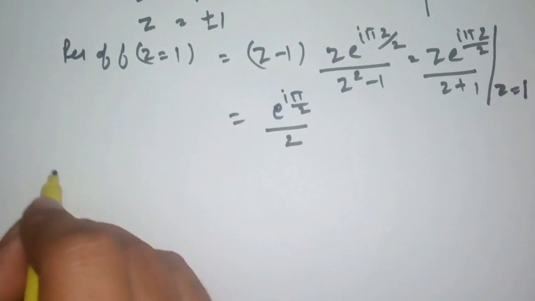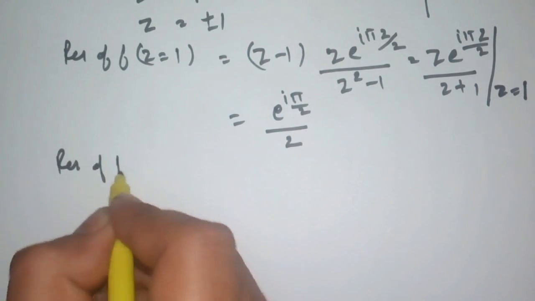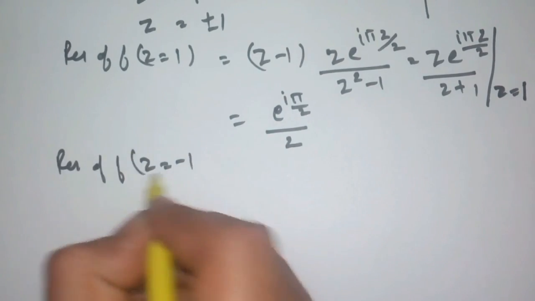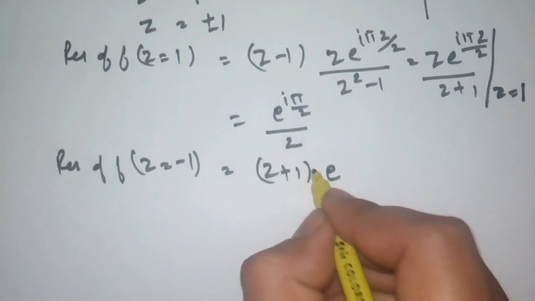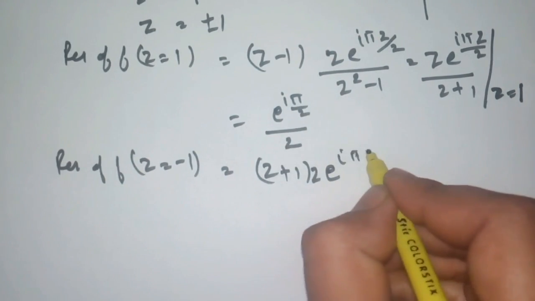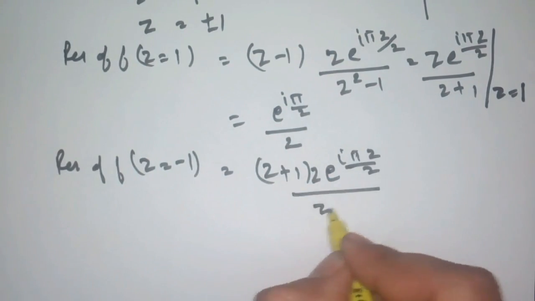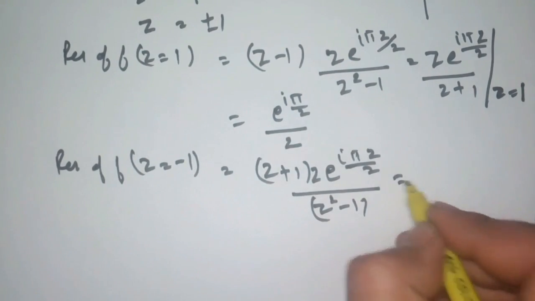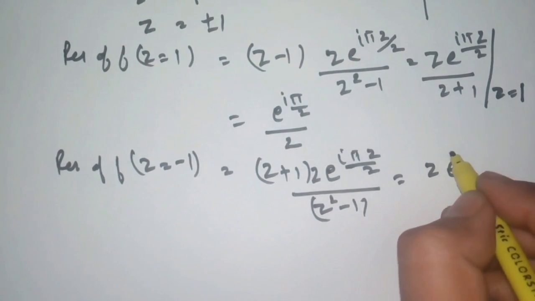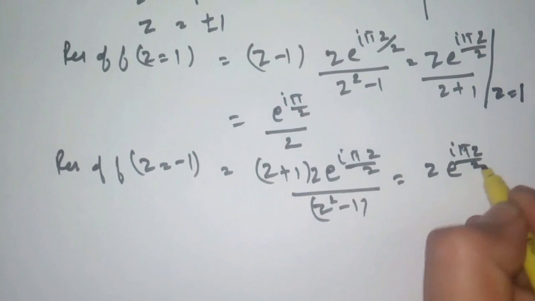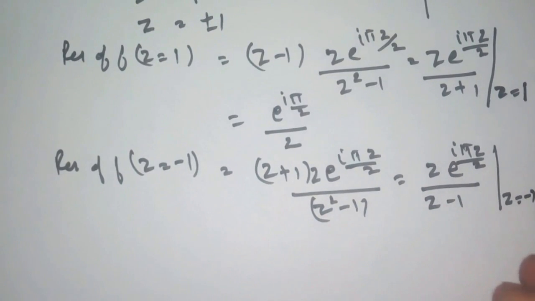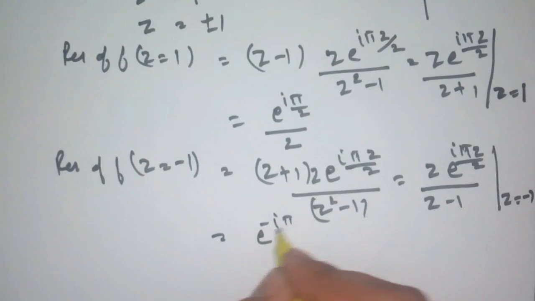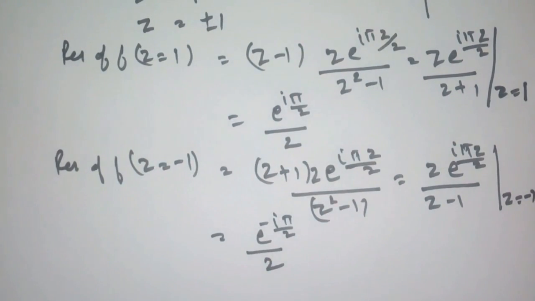The next is the residue of f at z equal to minus 1. This will equal z plus 1 times z exponential iota pi z upon 2 upon z square minus 1. This can be written as z exponential iota pi z upon 2 upon z minus 1 at z equal to minus 1. So now it becomes exponential minus iota pi upon 2 upon 2.